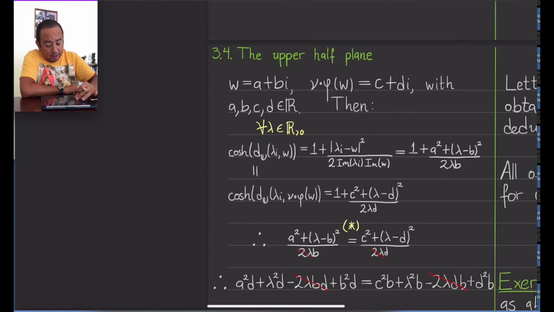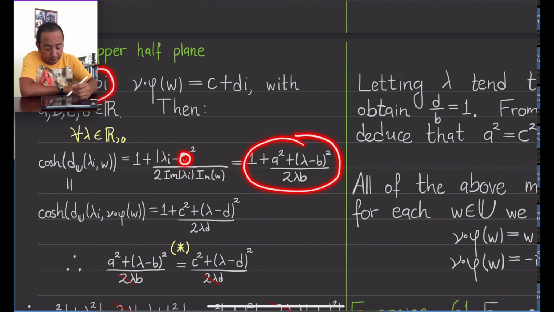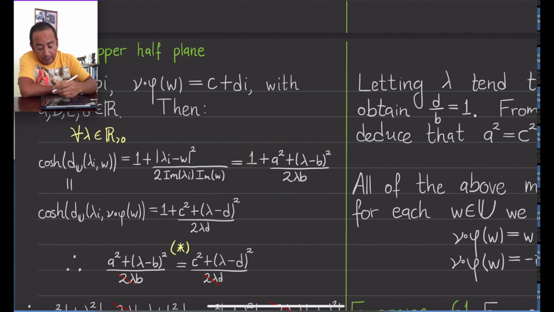Then I just substitute w equal to a plus bi, so I arrive at this expression. And in this other one, same thing, replacing nu phi of w by c plus di, I arrive at this number.